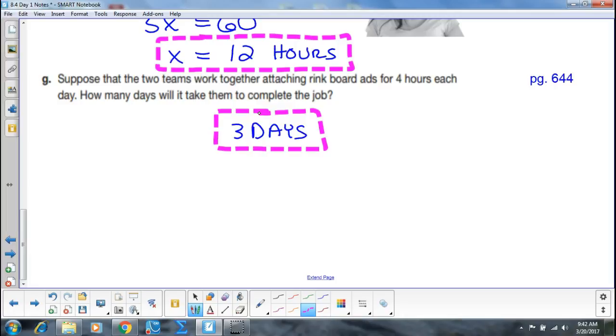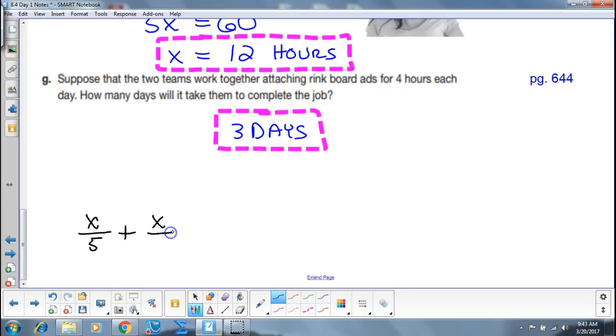So, back to room painting. What did I say? I said 5 hours? You said 12? Okay? So if it takes me 5 hours to paint this room and it takes Megan 12 hours to paint this room, set up an equation for me to figure out the total amount of time it takes us to paint this room. What's the equation going to be? X over 5 plus x over 12 equals 1.